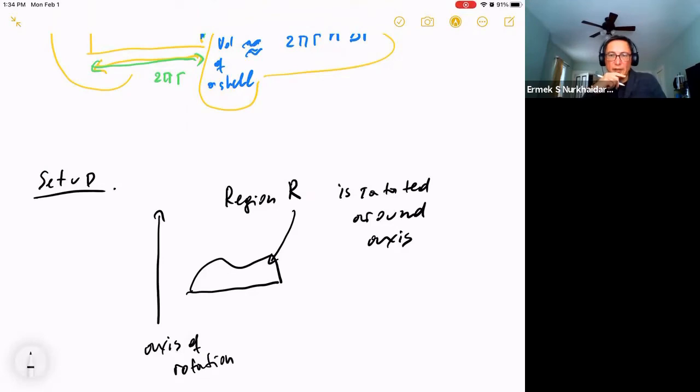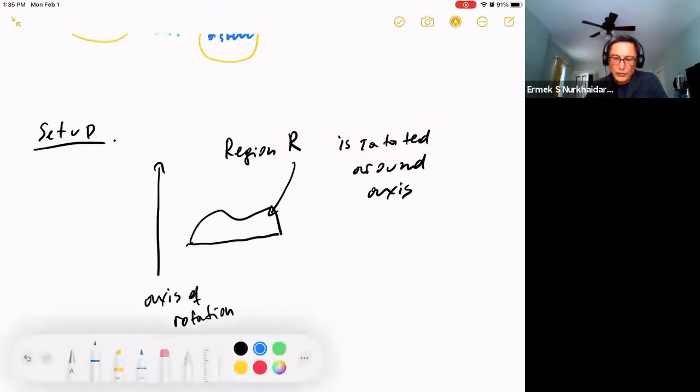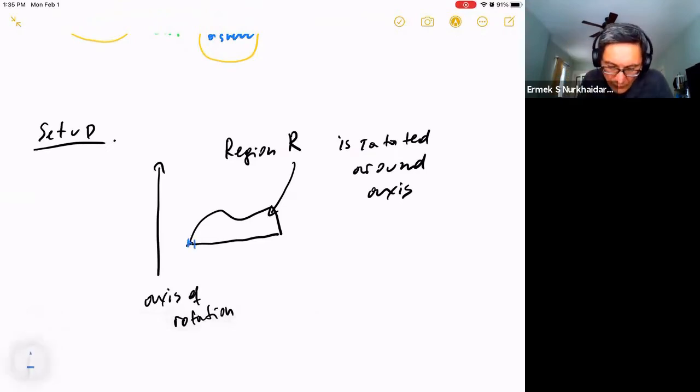So we have a region, we rotate it. Then what we'll do with our region is the following. Instead of rotating the whole region at once, we're going to divide it into small strips. And then we rotate only one small strip at a time. Imagine, you're going to see that type of picture.